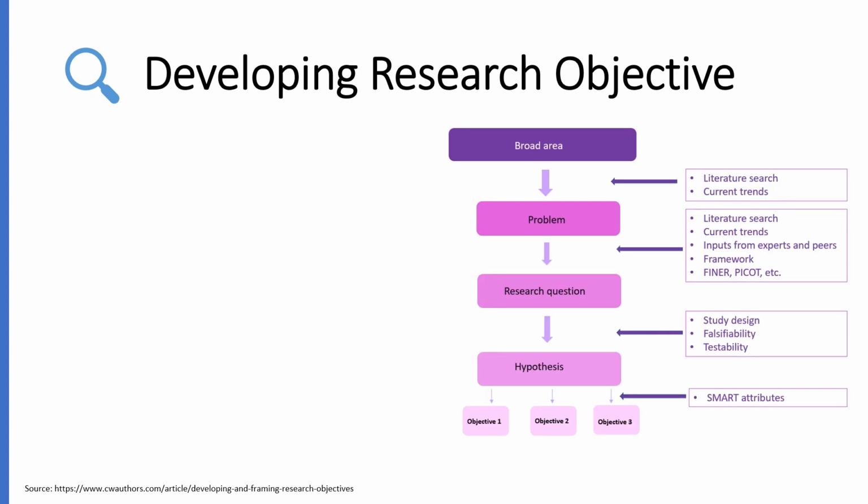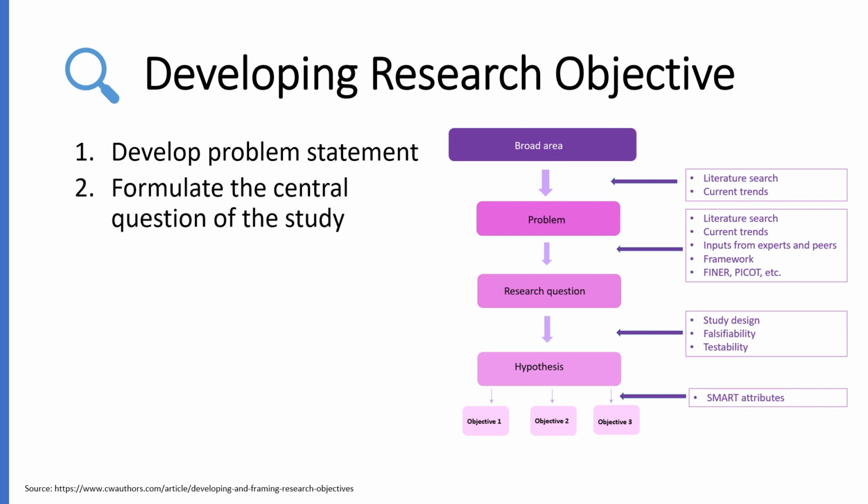To develop the research objective, first you have to develop the problem statement, which is what we did in the previous slides. So you have to come up with a problem statement describing the problem that needs solving. It could be from a controversy, a knowledge gap, or an aspect that can be improved or enhanced, along with your rationale, which justifies your study. You then formulate out of this problem the central question of your study that is to be answered based on the study findings.